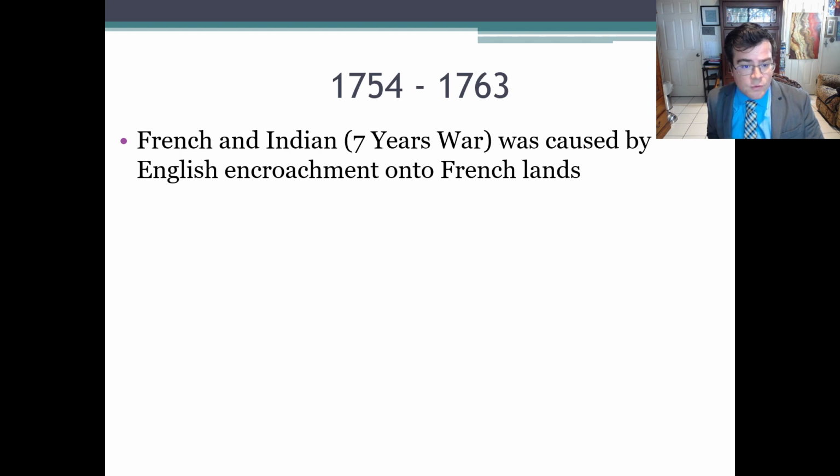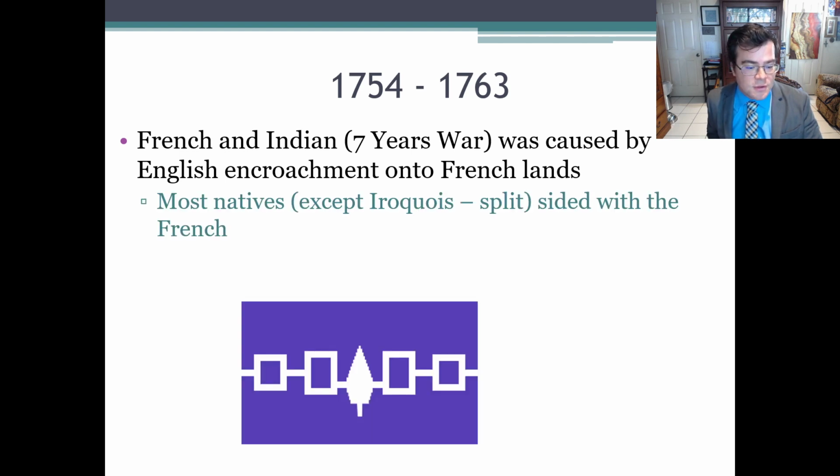It's called the 7 Years' War in Europe, although it was 9 years. If you look at the years, it adds up to 9, right? But that's because the first 2 years there wasn't really a lot of fighting. Most natives were going to side with the French, right?